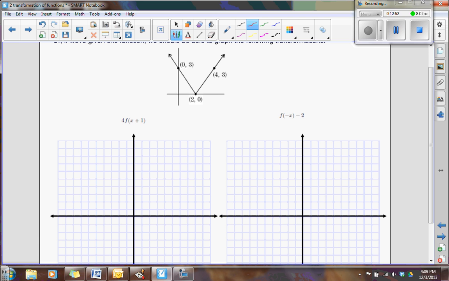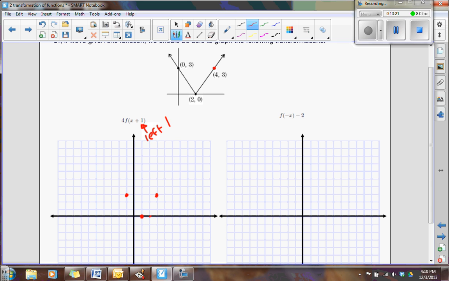So instead of the point 2, 0, we're moving left 1, so we're going to be at 1, 0. Instead of 0, 3, we're moving left 1, so it's going to be -1, 3. And instead of the point 4, 3, we're moving left 1, so it'll be 3, 3. Okay, so they all just moved left 1 because h is +1.